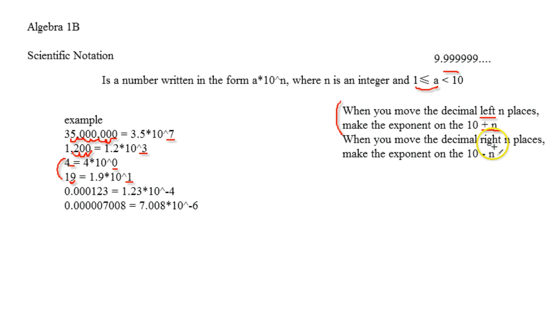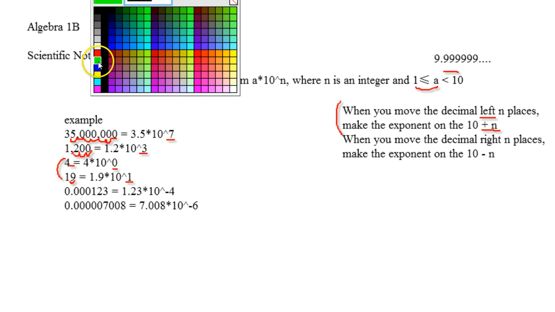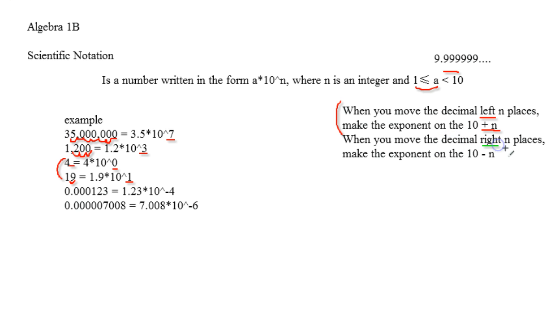Now, when you move the decimal to the right n places, you make the exponent on the 10 a negative n. So we're going to be moving this to the right 1, 2, 3, 4, and we stop behind the first non-zero number. We don't go any further. That's where we get the negative 4 from, and on this one we go 1, 2, 3, 4, 5, 6 spots, and that's where we get the negative 6 from.